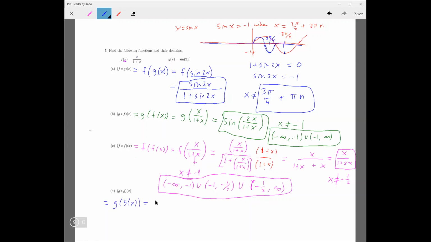g of g of x, which is g of sine 2x. And this x got replaced with that, so I mean to just replace this x with the sine 2x. Okay, and so that's going to end up being your answer. And here the domain is everything, because sine 2x can take on any value of x and still be defined.